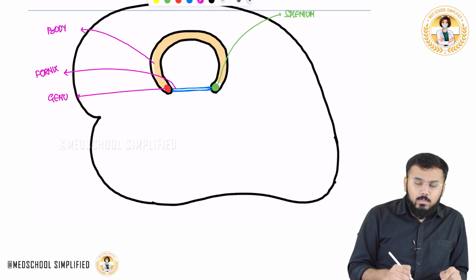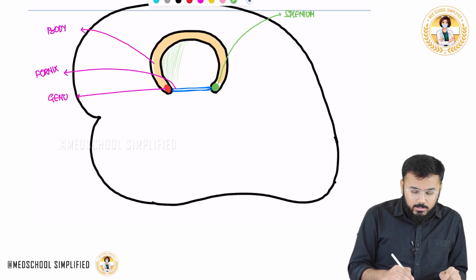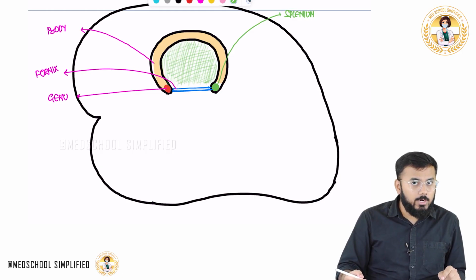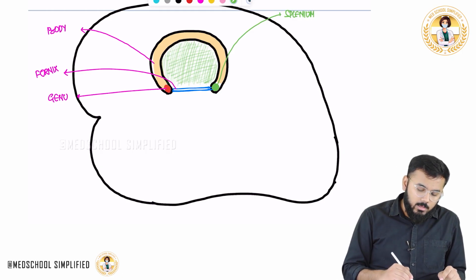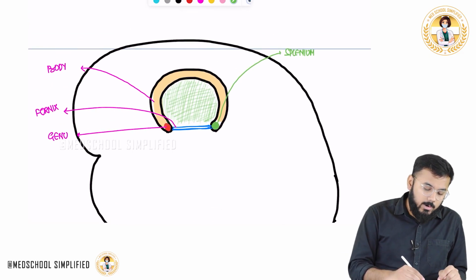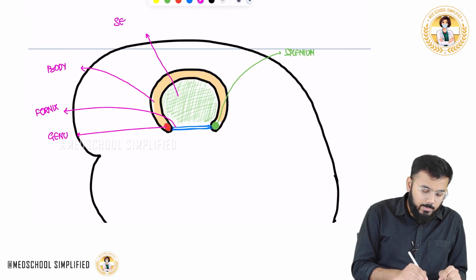Next, in between the fornix and the corpus callosum, between the fornix and the body, you see this septum like thing which I am drawing right now, this is nothing but called as your septum pellucidum. Where is it located? It is located in between the fornix below and the corpus callosum above. So this part over here is called as your septum pellucidum.